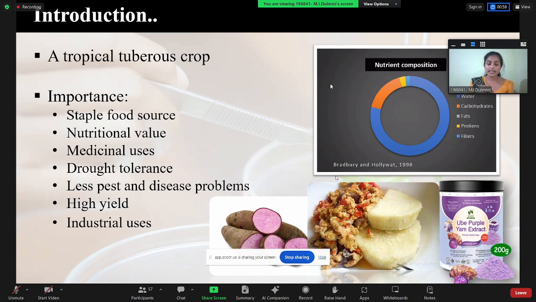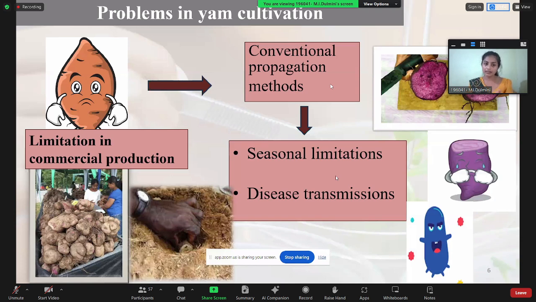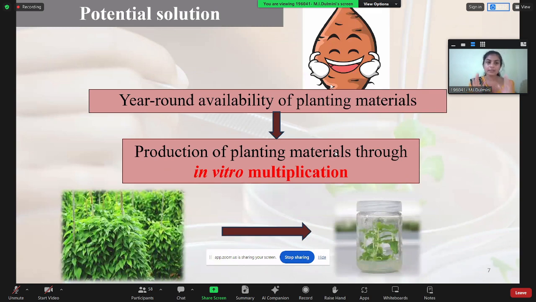It also has industrial uses such as flour production and coloring production, but there is a limitation in commercial yam production due to the conventional propagation method. Here you can see the tuber cuttings used as the common conventional propagation method, but tuber cutting can cause disease transmission. And this is a seasonal crop. We cultivate in Yala season and harvest in Maha season. Therefore, we cannot obtain year-round planting material. As a potential solution, in vitro multiplication can be introduced.